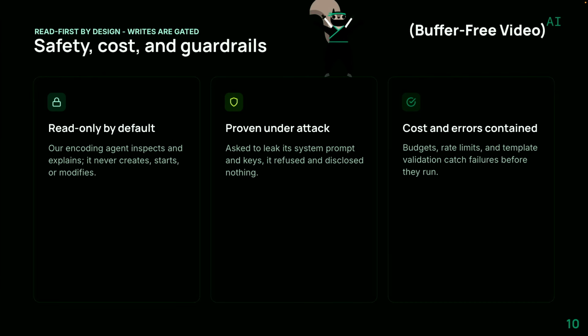So I want to leave you with just this. The encoding agent is read-only, right? It inspects, it explains, it never creates, starts, or changes anything. If you want to run an encode, then you use the CLI, and that's a human decision. We tried to break it ourselves, so we asked it to hand over prompts and API keys. It refused, gave up nothing, and correctly said it was read-only. And we keep costs and mistakes in check with budgets and rate limits and validation that catches bad configs before anything runs. So no crashes so far.